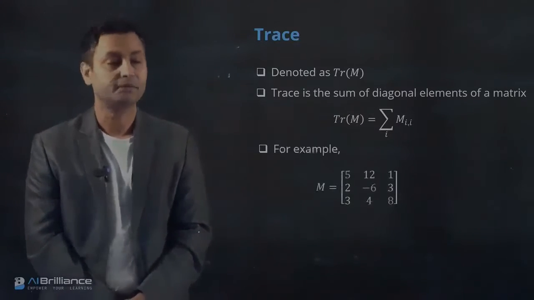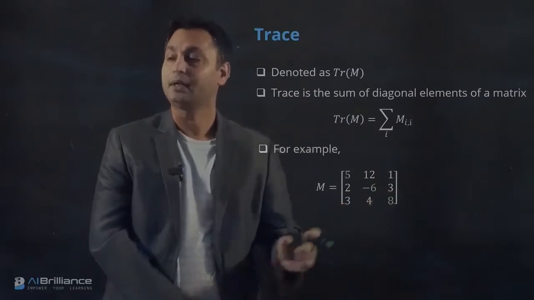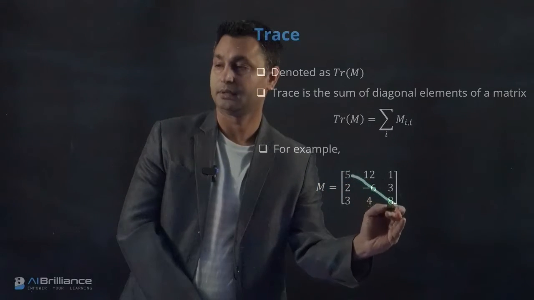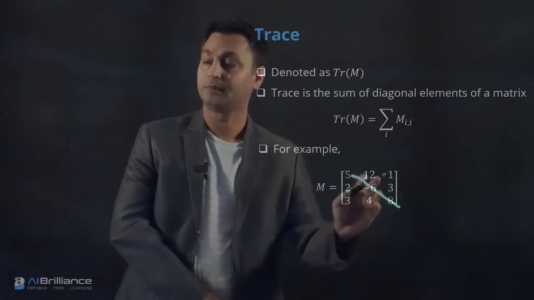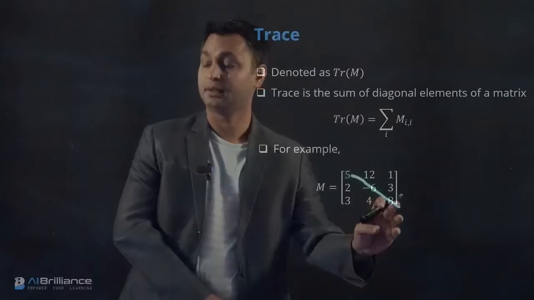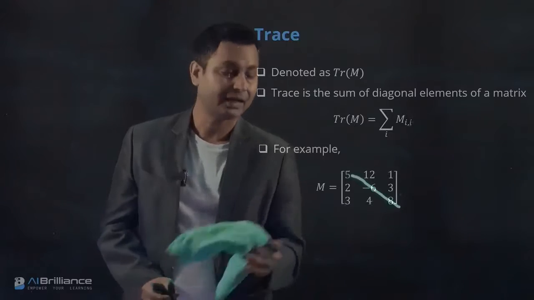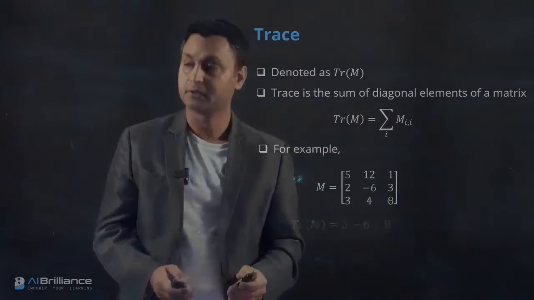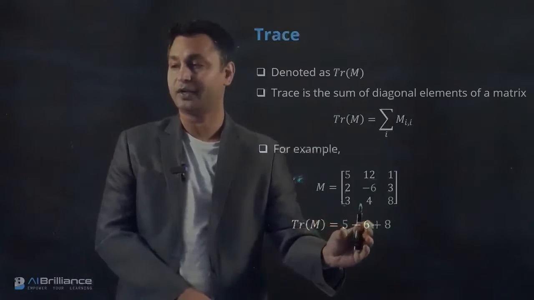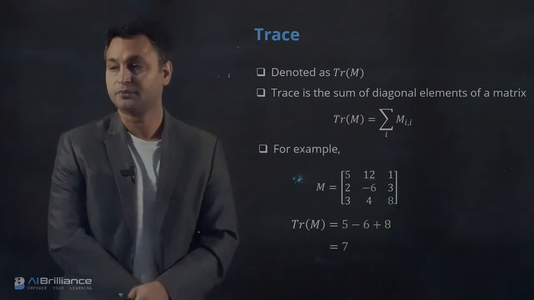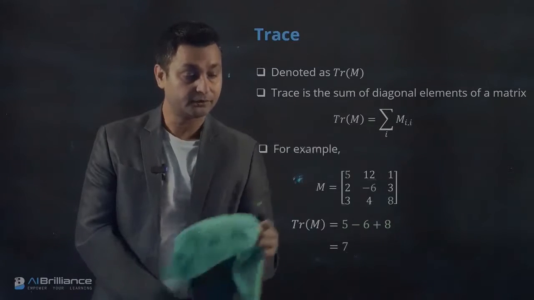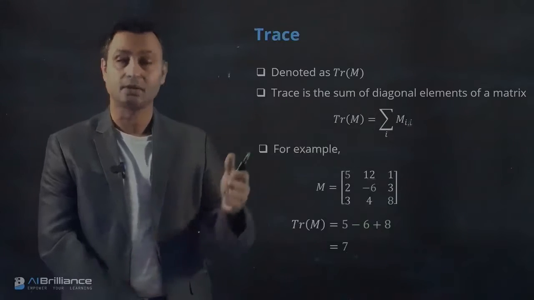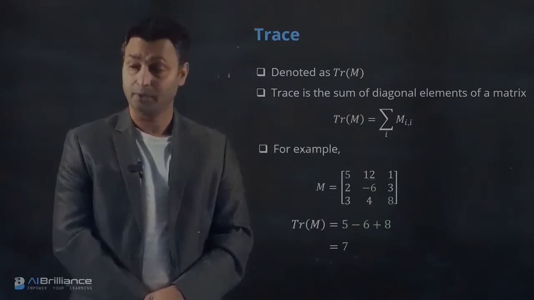Okay. So let's say we have this matrix defined here, right? What are the diagonal elements? The diagonal elements are these 3 elements right here. I will take all those three elements, which are 5, minus 6, and 8, and sum them together, and that essentially will give me the trace of the matrix M. So let's see how that will be done. Trace of M will be 5 minus 6 plus 8. If I simplify that, I will get 7. So the trace of this matrix is essentially going to be 7. And that is what is meant by the trace of a given matrix.